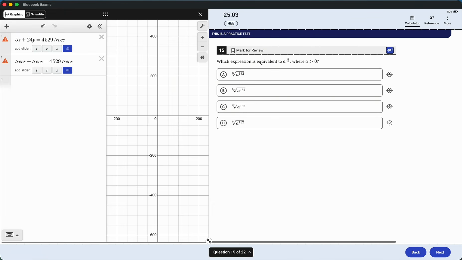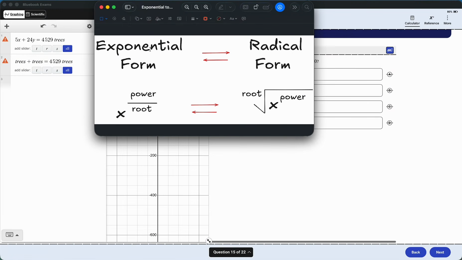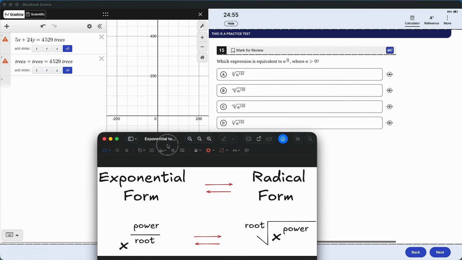Next one here. We got this in exponential form, and you see the answer choices in radical form. You got to know how to convert from exponential form to radical form, right? In exponential form, the numerator is the power and the denominator is the root. The root is the number out here, right? So what you want to do in this case is take the answer choices and change them into their exponential form and see which one reduces to 11 over 12, right?